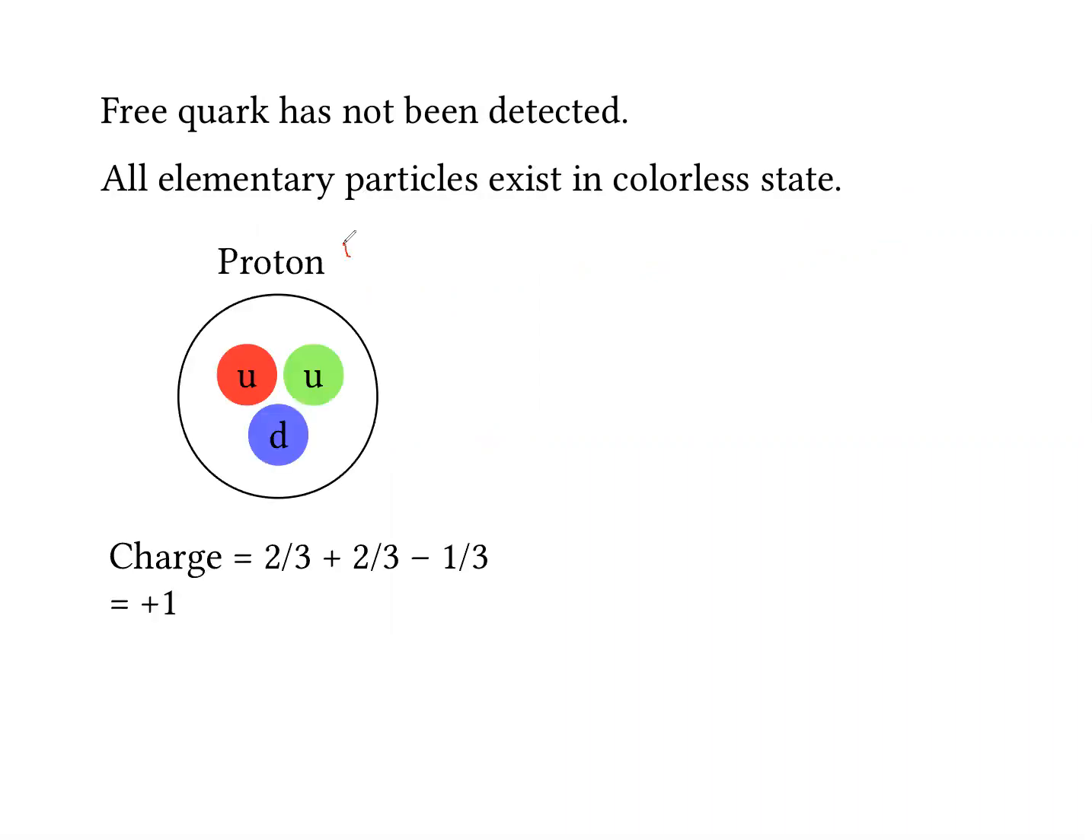So here for the proton, it is a combination of up and down quarks: two up and one down. So one up is maybe red, another up is maybe green, and the down is maybe blue, or maybe some different color. It does not have to be this color, but it is up, up, down. So the up quark has charge 2/3, up has 2/3, and down minus 1/3, so it is +1.